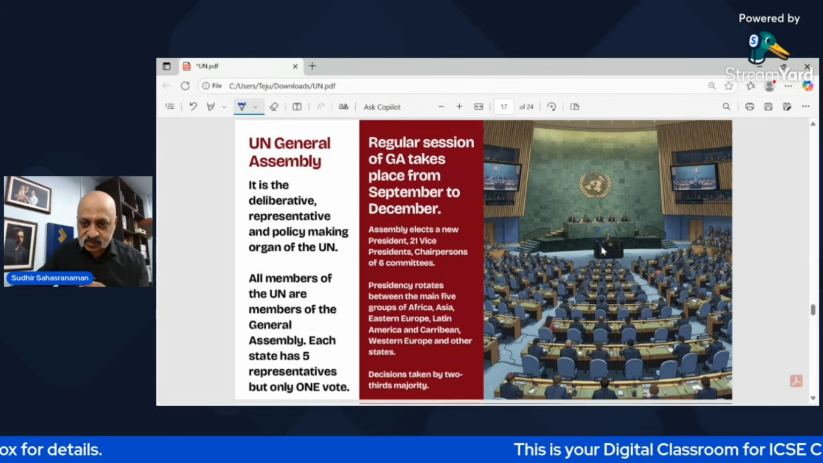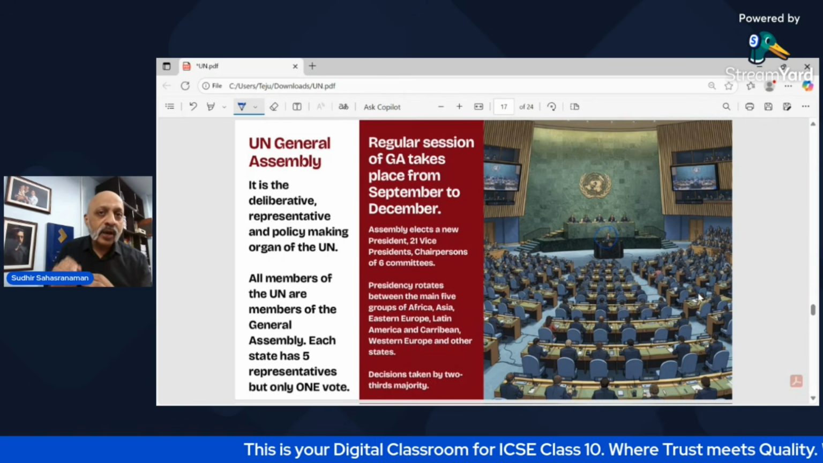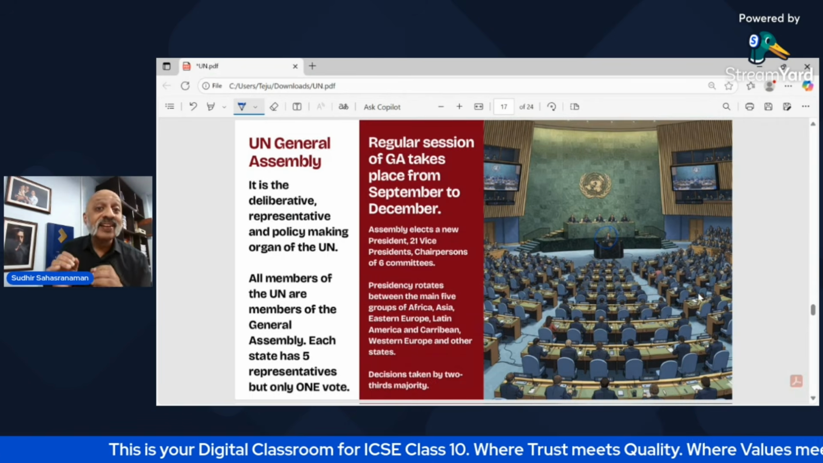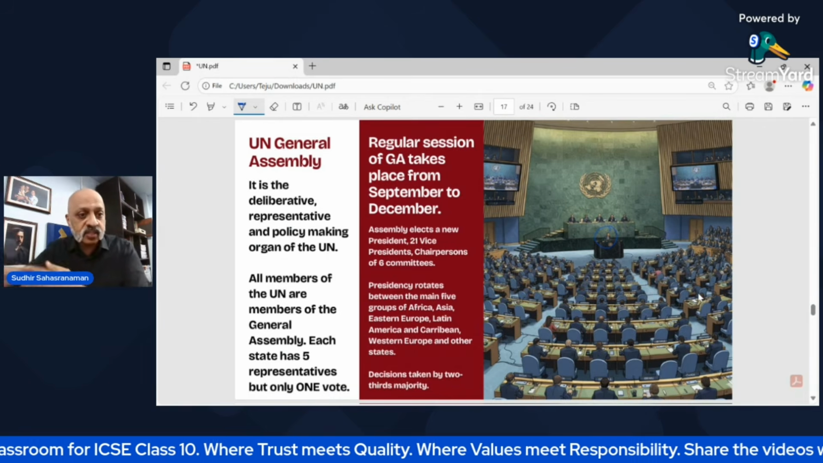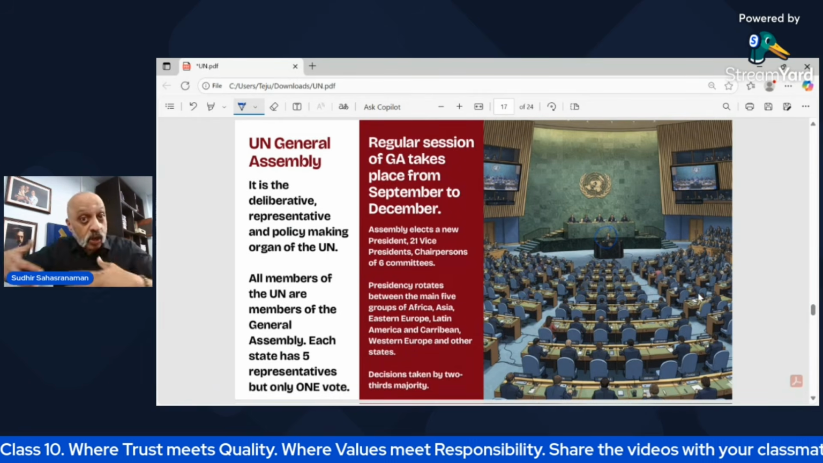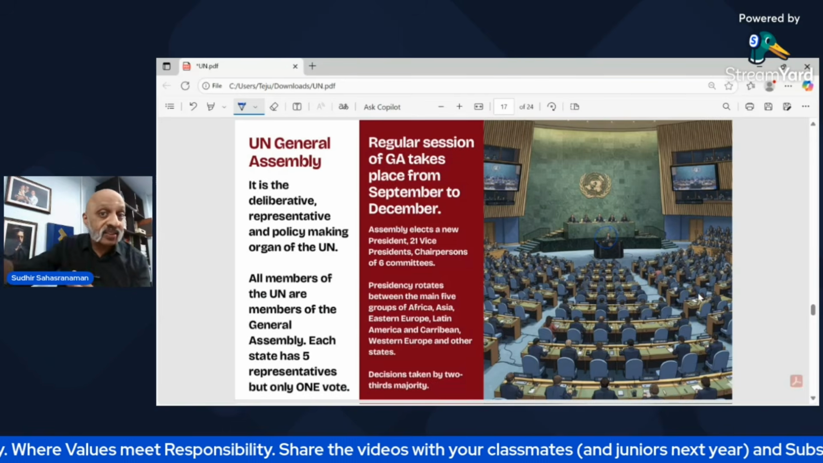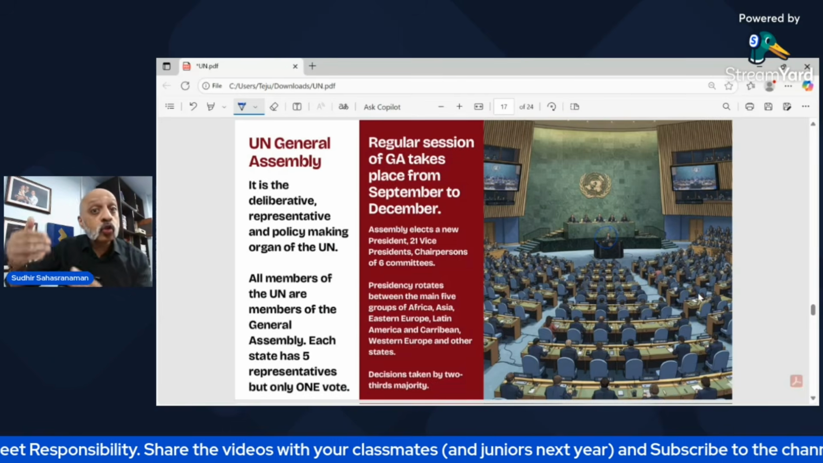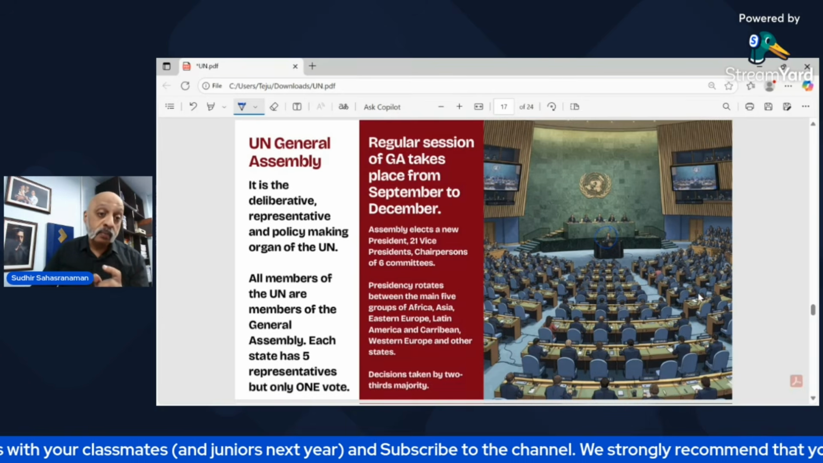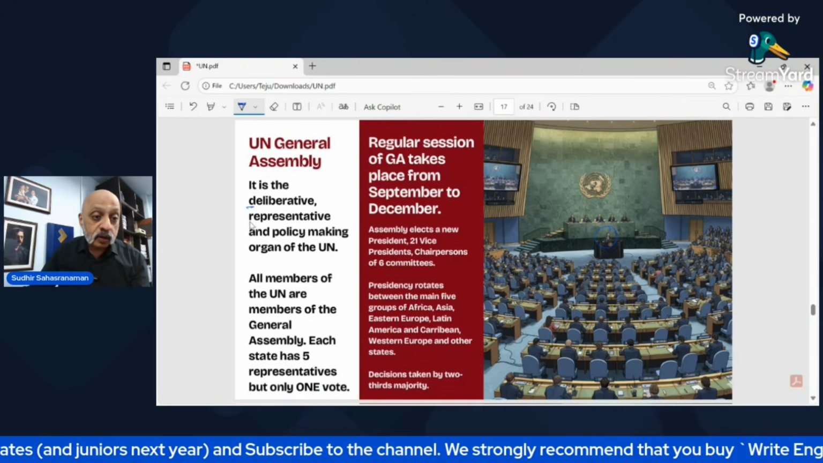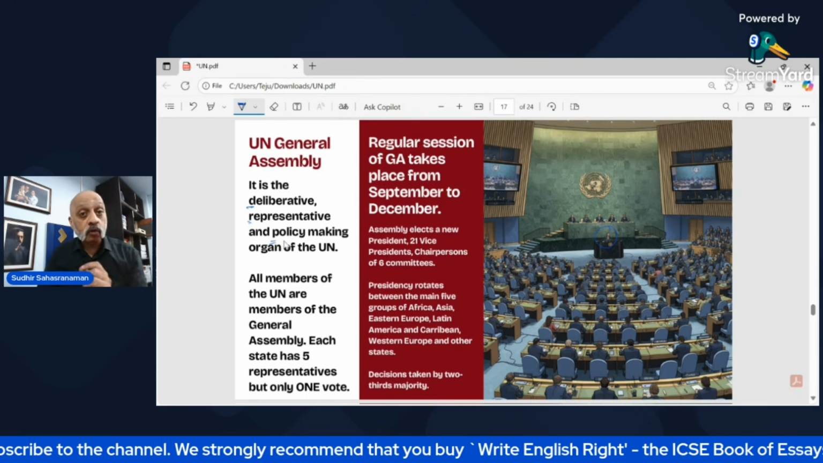The person addressing stands here and addresses the entire UN. Now, the United Nations General Assembly is the deliberative, which means they discuss. Deliberate means to discuss. Representative, because all the countries are represented in the General Assembly, all the 193 member nations. And it is also the policy making organ of the United Nations. You need to remember this: deliberative, representative, and the policy making organ of the United Nations.